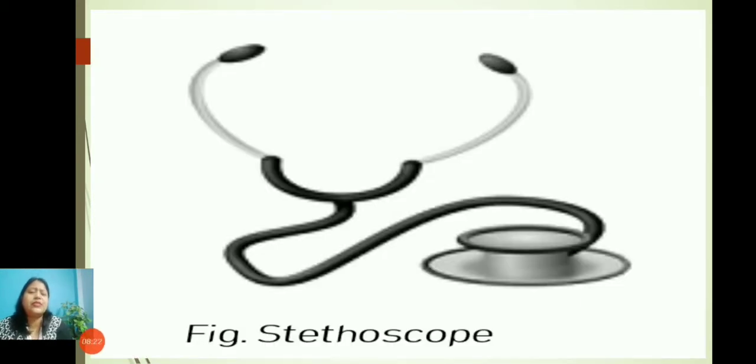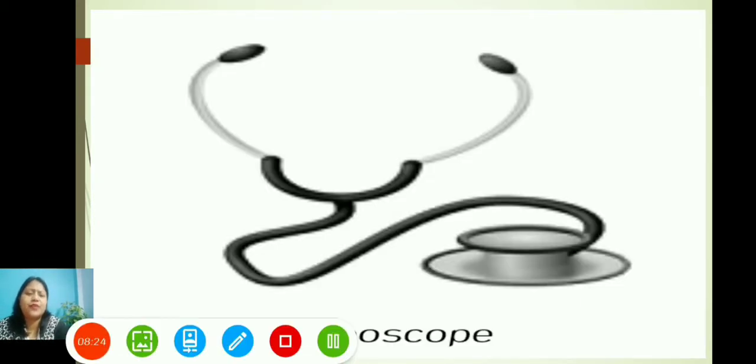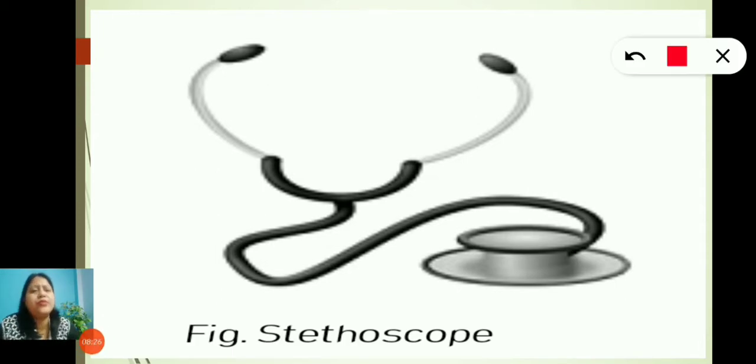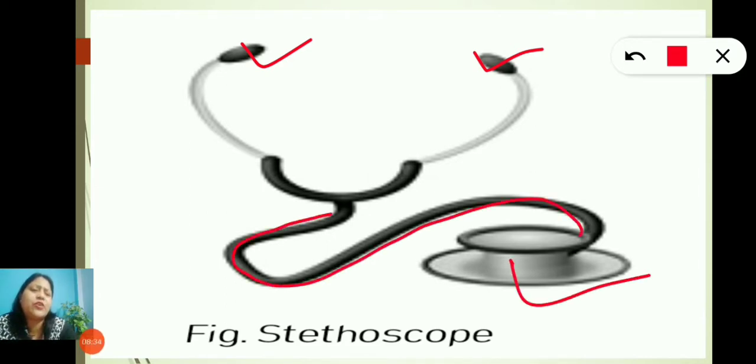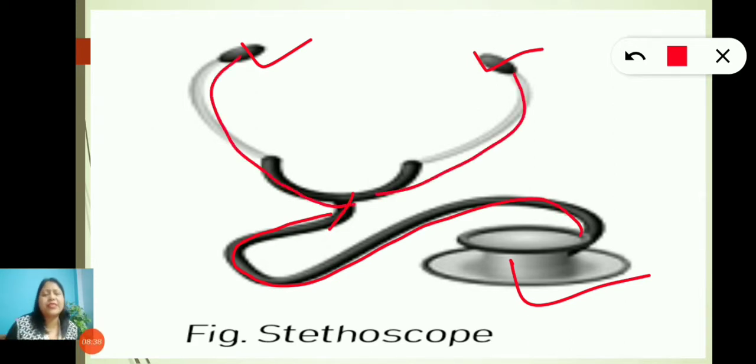Now children, you can see here the drawing of the device which doctors use. These are the earpieces, this is the chest piece, and this is the tube which is connecting all these parts together. So this is the stethoscope.